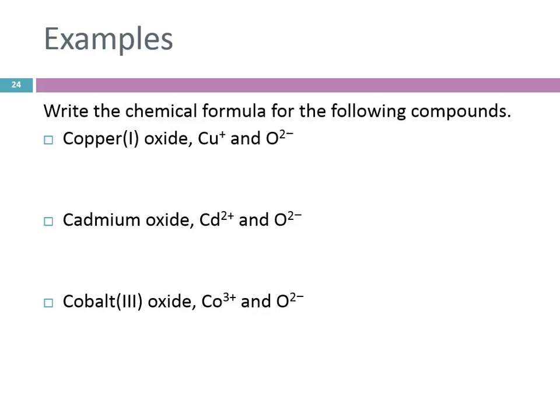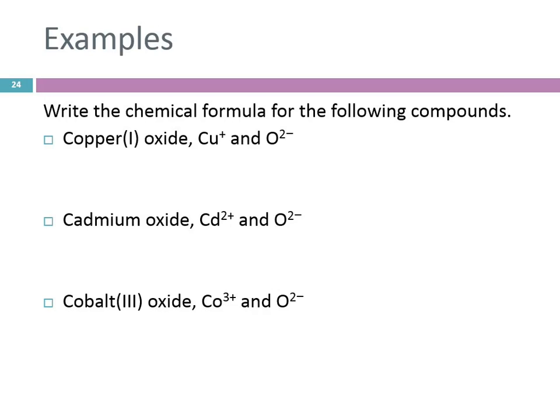So when we write a chemical formula for a compound, we need to look at the formulas for the individual ions. And on the first worksheet that you hopefully started working on in activity session, it's called Ionic Compounds. It asks you to write the formulas for the individual ions.